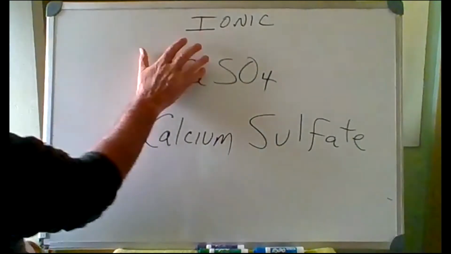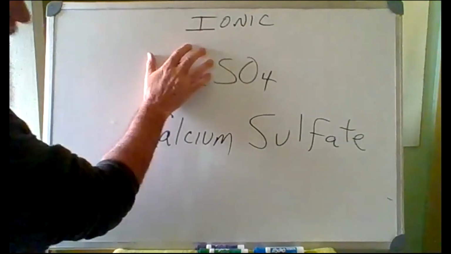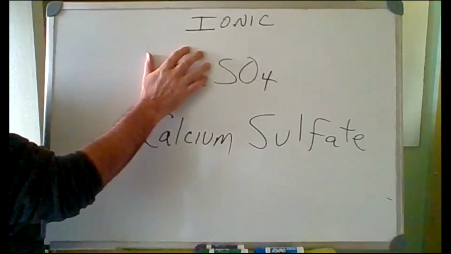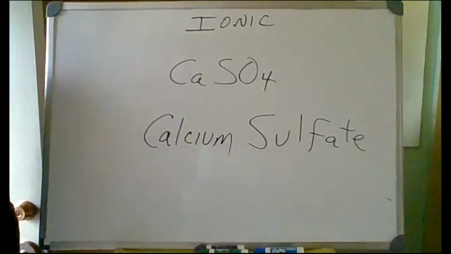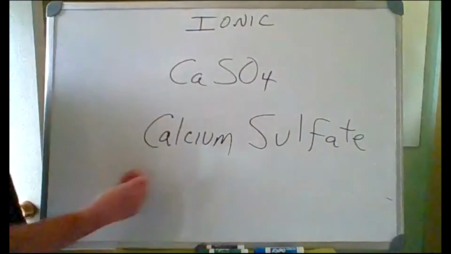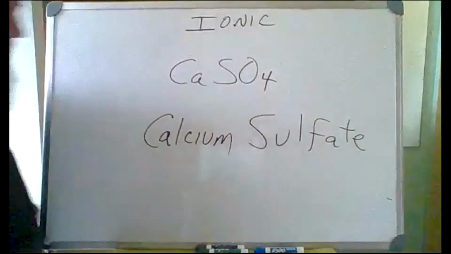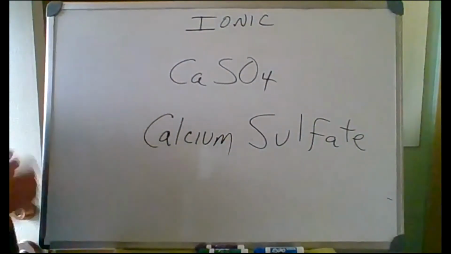Again, you cover up the metal. By convention, the metal cation is always first, and what's left is your anion, regardless of how many atoms or elements are there. That's your anion. Now, again, how about the reverse? What if we're given the name and we have to come up with the formula unit?